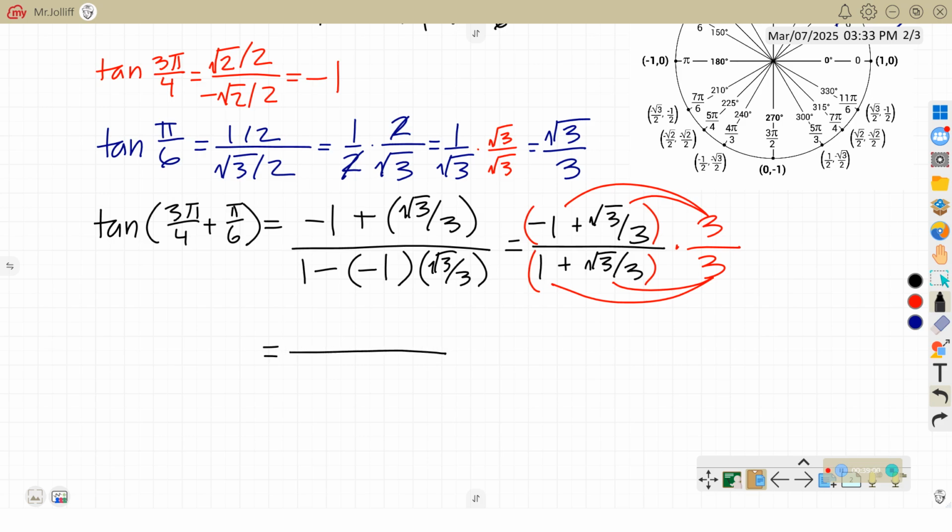-1 times 3 is -3. Happy face. And then a plus. And in that second term, when I multiply √3/3 by 3, the 3's cancel, and I get the numerator. Yay! Similar thing's going to happen on the bottom. 3 times 1 is 3, plus √3/3 times 3 is just √3. I have 3/3. I have one whole thing. In this case, the one whole thing is the radical 3.